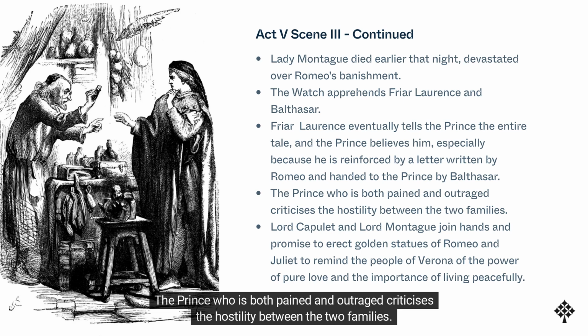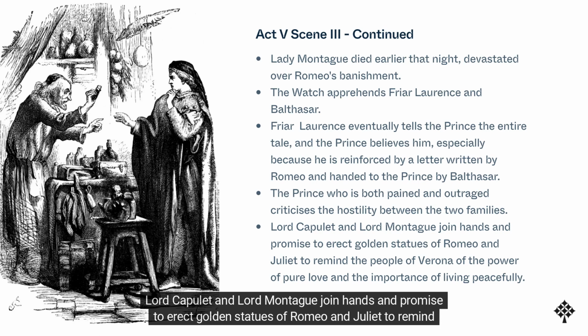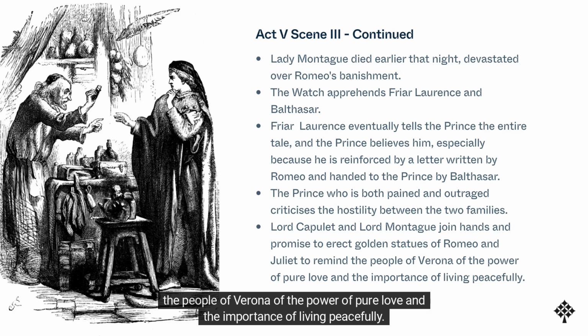The prince, who is both pained and outraged, criticizes the hostility between the two families. Lord Capulet and Lord Montague join hands and promise to erect golden statues of Romeo and Juliet to remind the people of Verona of the power of pure love and the importance of living peacefully.